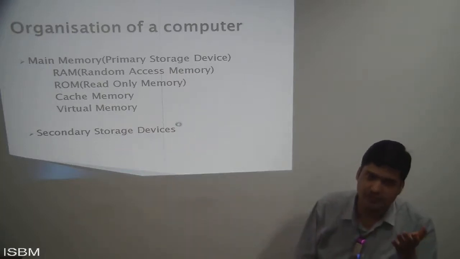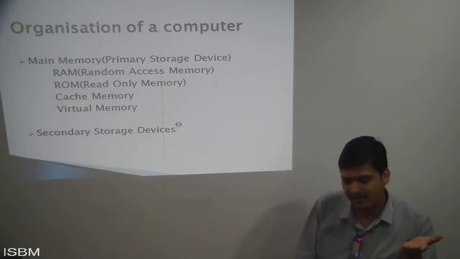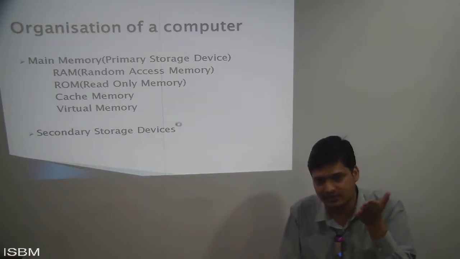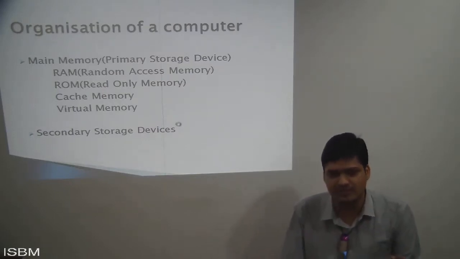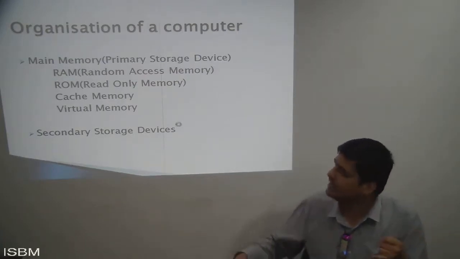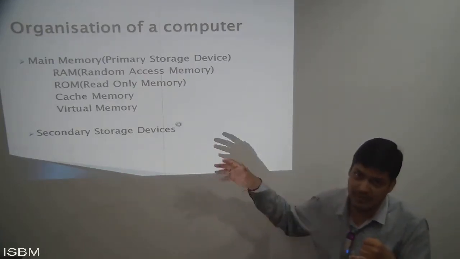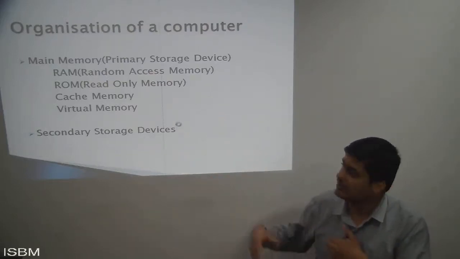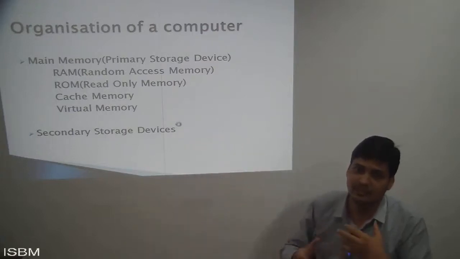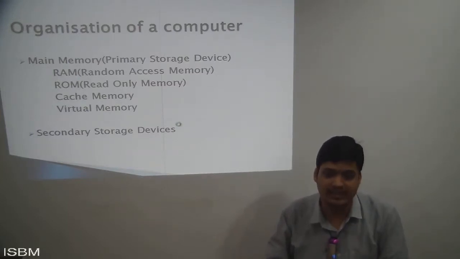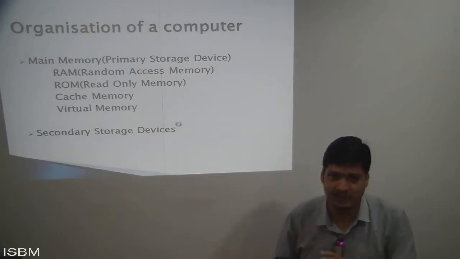In your exam, if a question comes, what is the secondary storage device? They will give you four options, and you can check whether there is a hard drive. Apart from these, RAM, ROM, cache are all primary memory. Don't mix up primary and secondary. Hard disk drive, floppy drive, pen drive, CD-ROM are all secondary storage devices. Don't mix up.